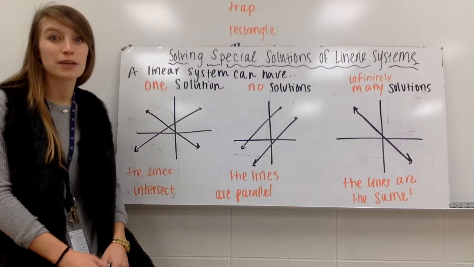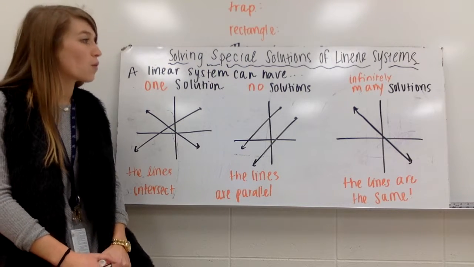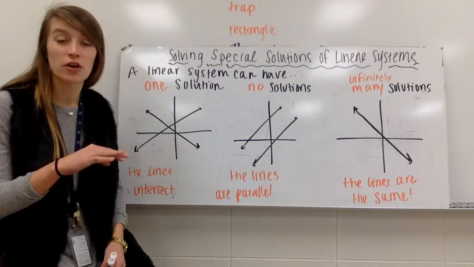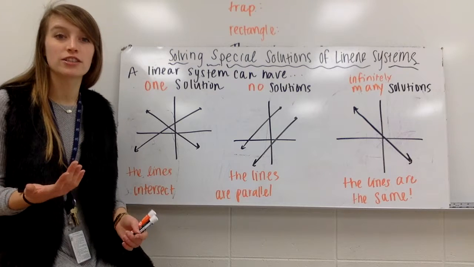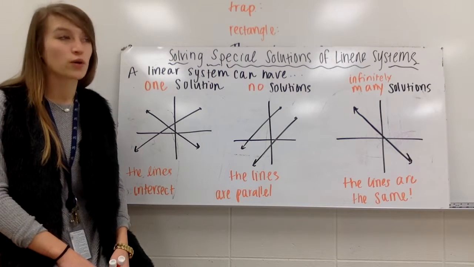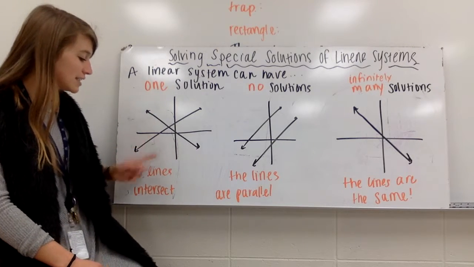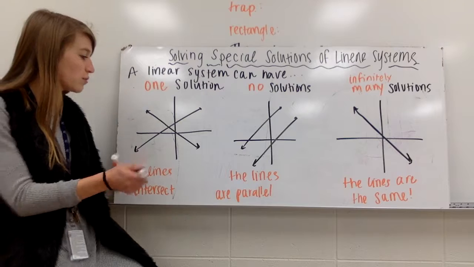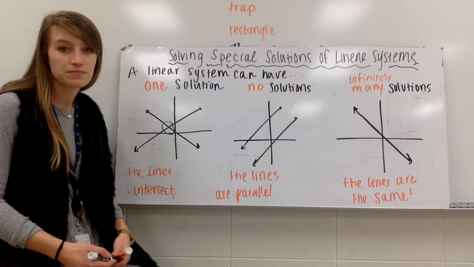We're doing solving special solutions of linear systems. What you saw in the warm-up is that sometimes our lines intersect. When our lines intersect, it's easy to find the solution to a system of linear equations because it's just that point of intersection. If my lines intersect, it means I just have this one point of intersection. That would tell me only one solution.